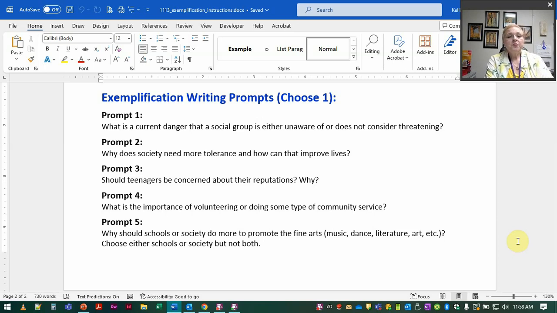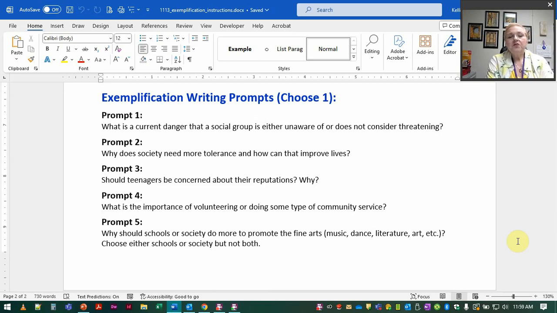Number 3, should teenagers be concerned about their reputations and why? I think that's pretty obvious, right? And it doesn't say they should. It's asking you to argue, yes, teenagers should be worried about their reputations, or no, not really to this extent, right? So again, I think the issue is that a lot of people, if you're young or you're a certain kind of mindset, you don't necessarily think of the future, and so you act in ways that please you right now, but don't necessarily understand the consequences. So that's what that would be about.